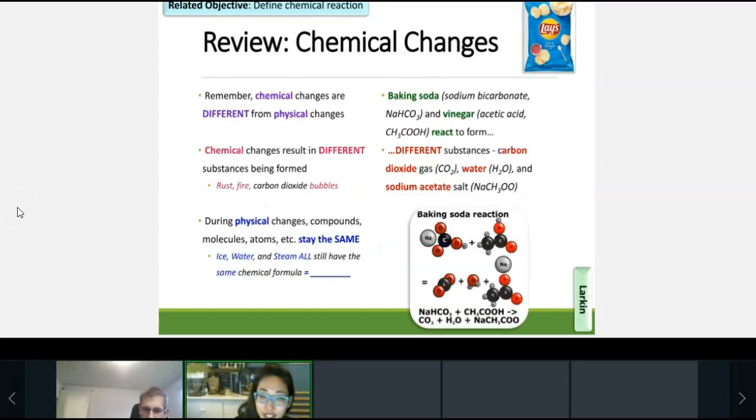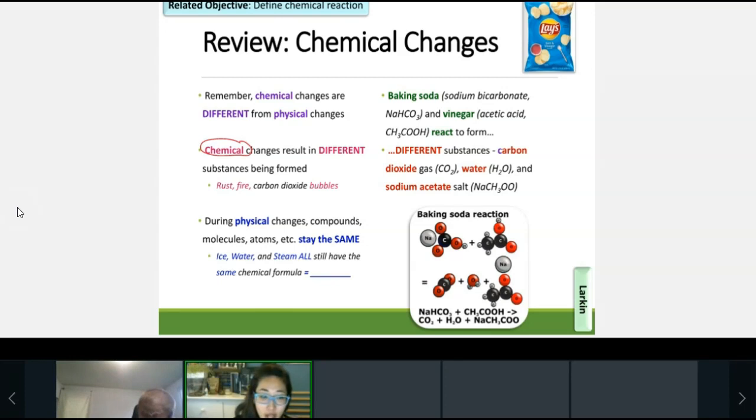All right, let's go ahead and talk a little bit about how chemical reactions and physical changes are different from each other. So remember that during a chemical change or chemical reaction, this results in different chemicals being formed, right? So it's a chemical change, meaning that the chemicals are changing. Examples here are rust, fire, and carbon dioxide.